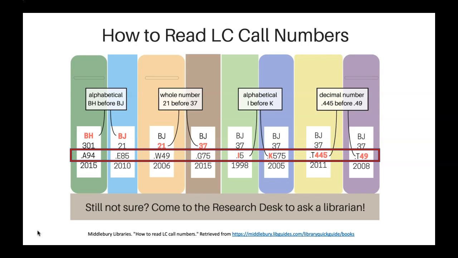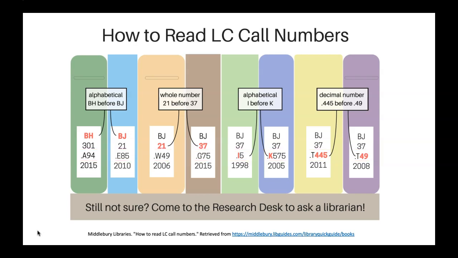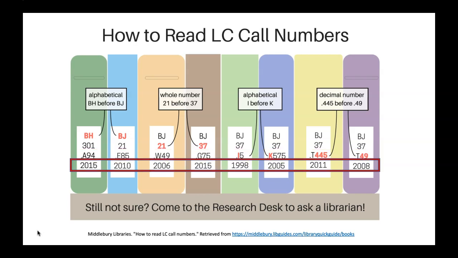But what about when two cutters have the same starting letter? In this example, we have two cutters with the letter T. However, the decimal .445 should precede .49 in ascending order. Finally, if the preceding lines all match, the publication year then determines the shelving order, with the earliest year being shelved first.